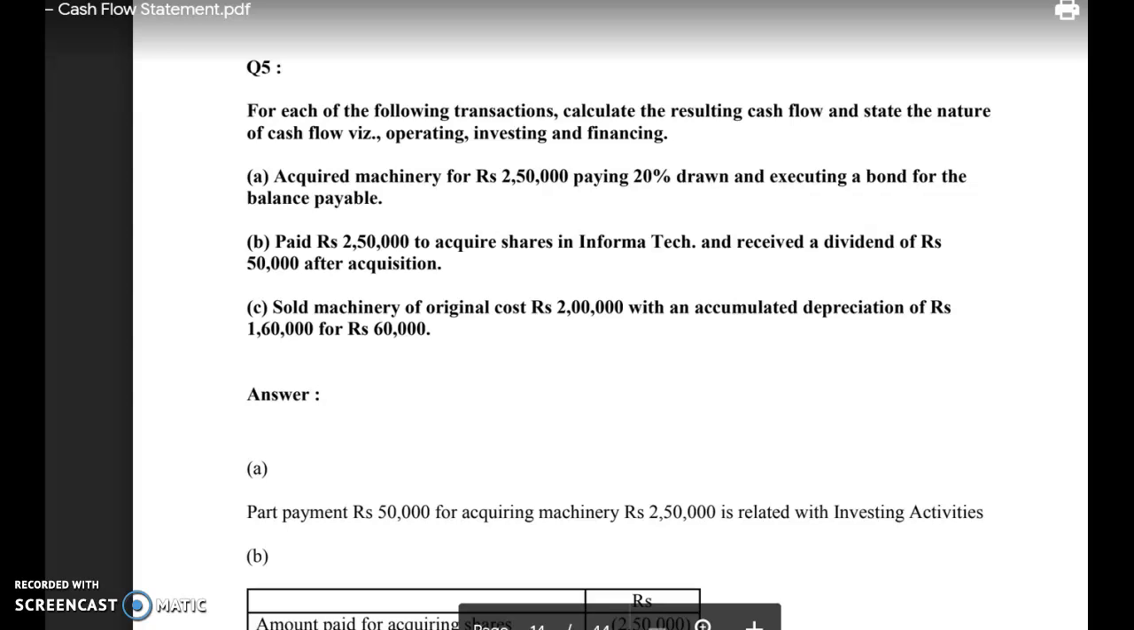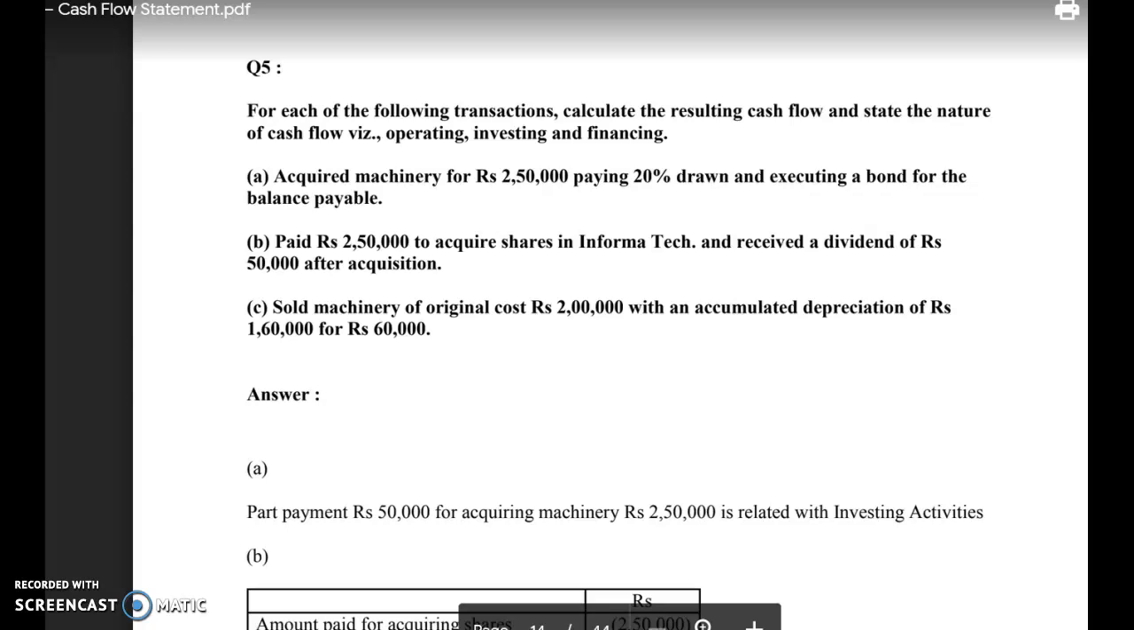What we mean by this transaction is that the organization has purchased machinery for rupees 2,50,000, which is a part of non-current assets, paying 20%, meaning cash in hand of 50,000 was given, and for the balance they accepted a bill, executing a bond for the balance payable. Now we have the working here: we purchased machinery. Purchase of machinery is a part of investing activities and it is an outflow.